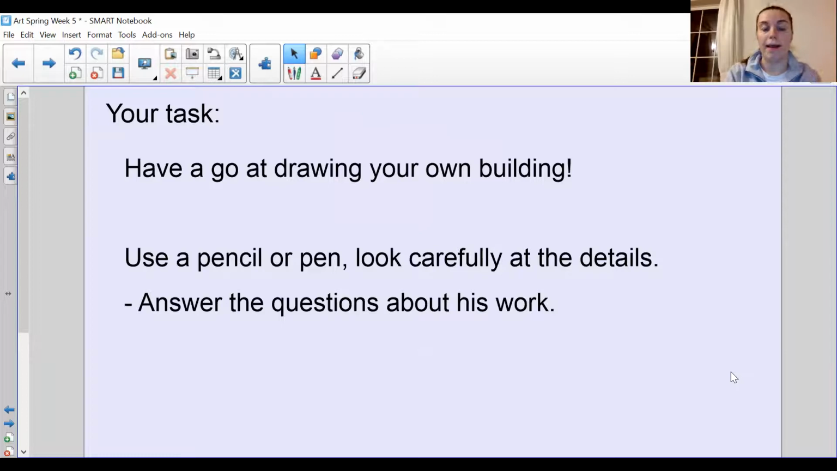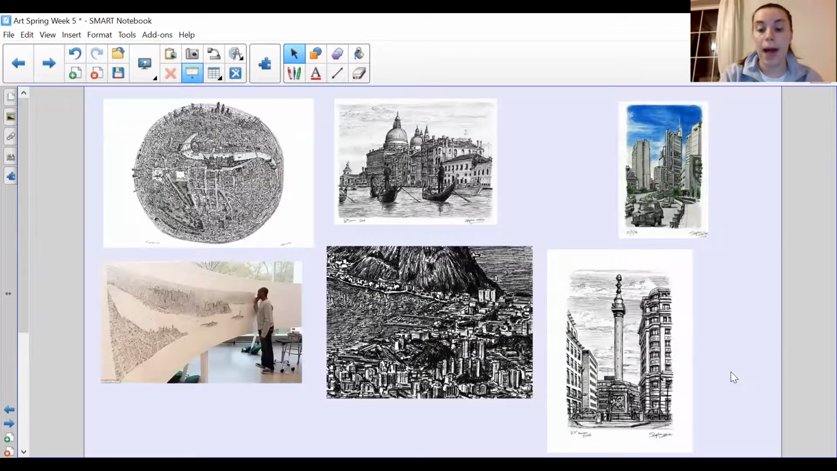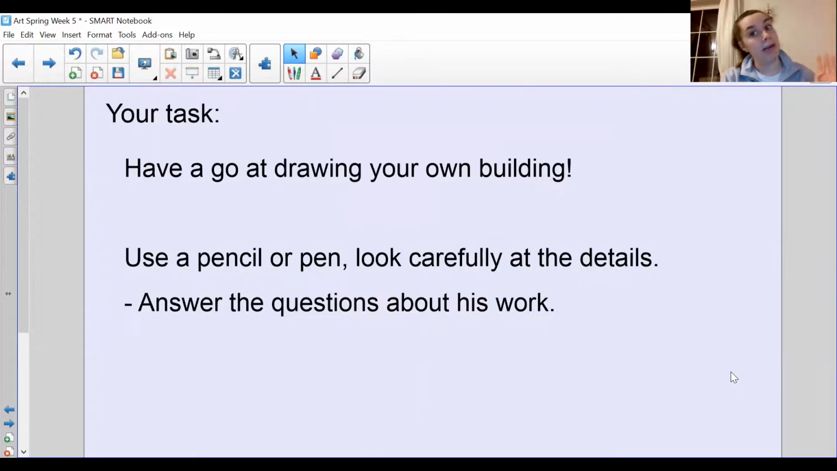So your task today, I would like you on the assignment, there is a picture, one of the pictures that I've shown you, and I'd like you to answer the questions there about what you like or dislike, what you think could be changed about his work. So you answer those first, and then there is a creative challenge for all the people who love to do their art and want to get creative.